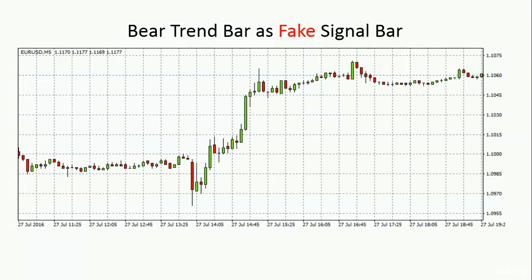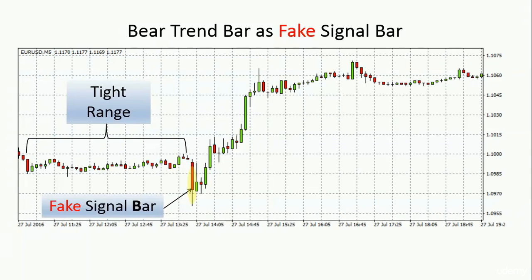I will illustrate this for you more clearly through this example. As you can see in this 5-minute chart, the market was again in a tight range, and then a bear trend signal bar broke below the range. But the breakout was fake, and there was no follow through. Then the market reversed very quickly in the opposite direction, trapping all sellers who sold at the signal bar without waiting for a confirmation for a follow through.